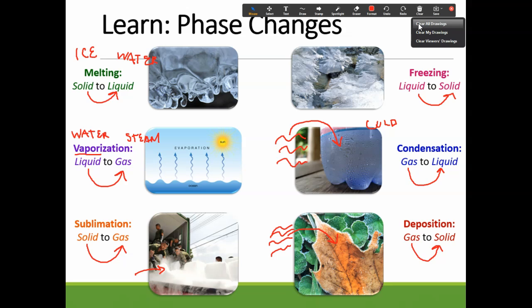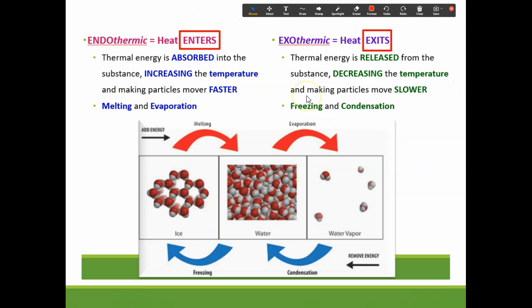So those are the actual phase changes. Let's go ahead and talk about some of the characteristics that are happening during those phase changes. So remember that different phase changes are either endothermic or exothermic. And what this has to do with is it's explaining to you what's happening to temperature, what's happening to the motion of the particles, and what's happening to heat. Okay? So taking a look here, endothermic, the word endo looks a lot like the word enter. So this means that heat is going into the substance.